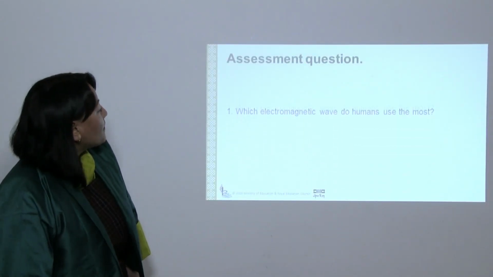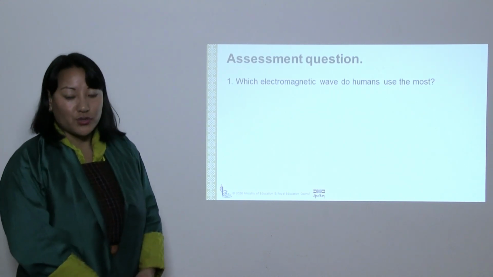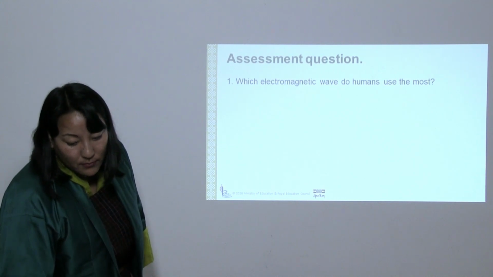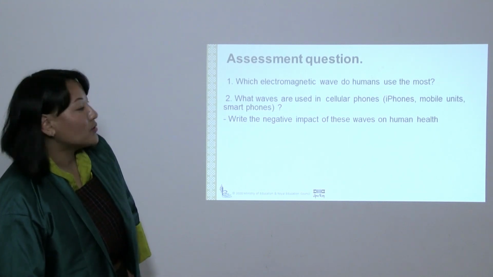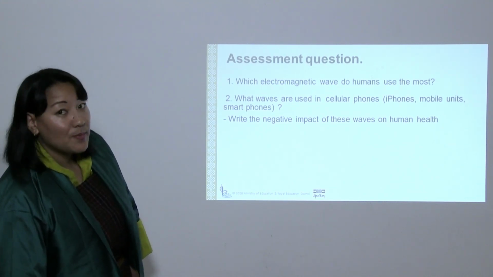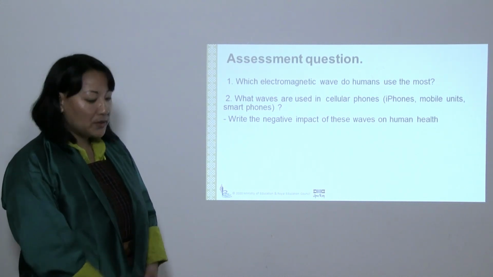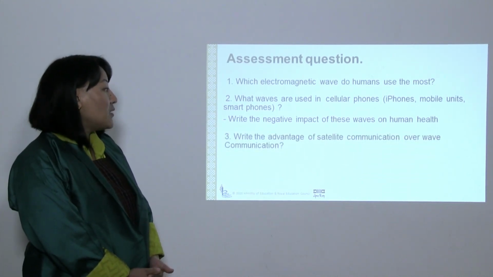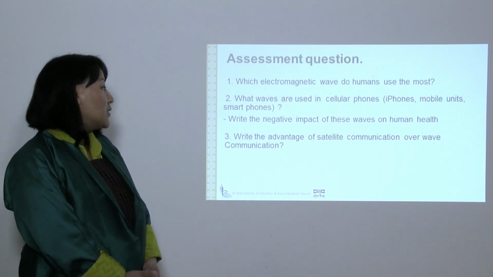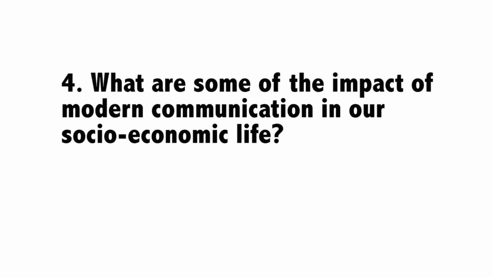Assessment questions. Question number 1. Which electromagnetic wave do humans use the most? Question number 2. What waves are used in cellular phones like iPhones, mobile units and smartphones? Write the negative impact of these waves on human health. Question number 3. Write the advantage of satellite communication over wave communication. Lastly, what are some of the impacts of modern communication in our socio-economic life?